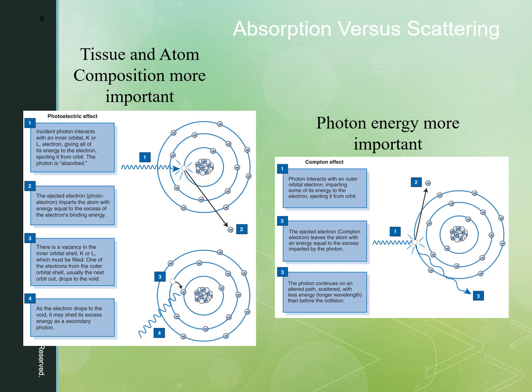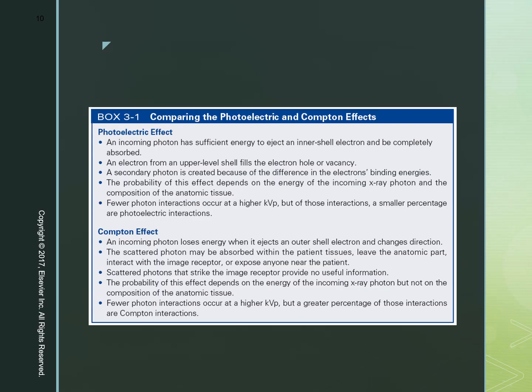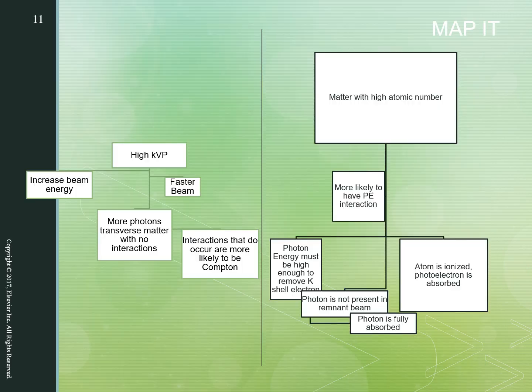Ultimately, the atom will be ionized until a neighboring electron falls in to bring it back to its neutral state. Now, in Compton, the photon interacts with an outer shell electron. It imparts only some of its energy. That electron gets emitted, and the remaining energy is left to the photon as it proceeds to continue in a new direction.